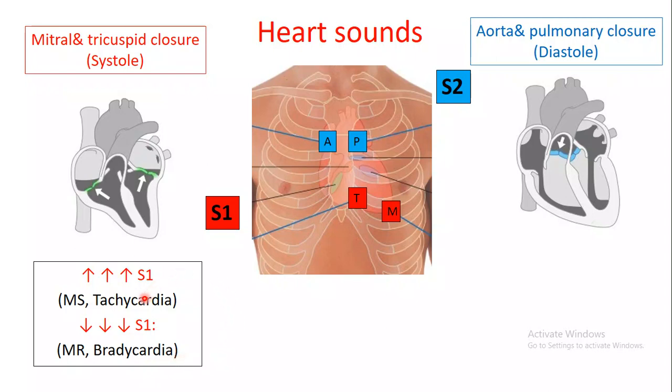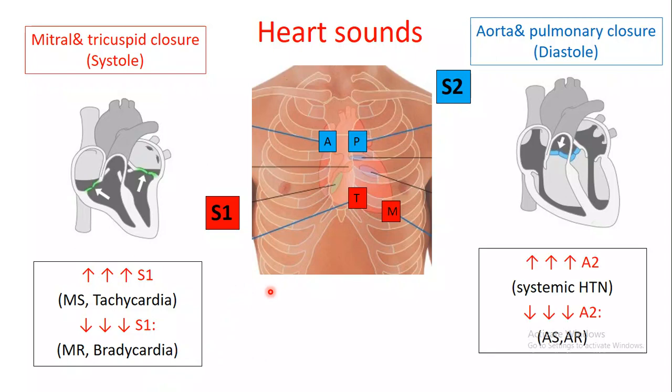So mitral stenosis and tachycardia cause accentuated first heart sound. Mitral regurgitation and bradycardia cause muffled first heart sound. Then moving towards the second heart sound.